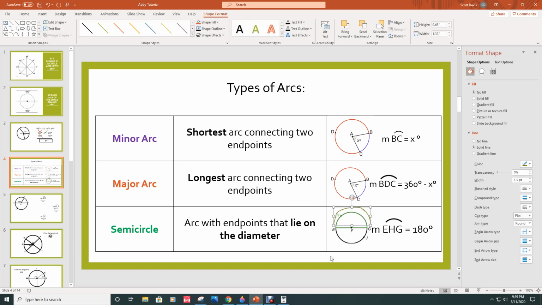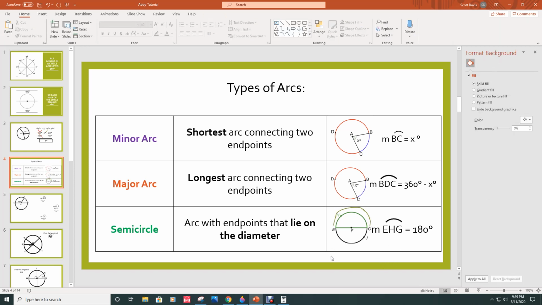Okay? And I see that that is marking exactly half of my circle. I see that my endpoints, E and G, are right on the diameter, so I know that that measurement is 180 degrees. I don't have to do any math. I don't have to figure anything out. It is a semicircle. It's half of the circle. It's 180 degrees.